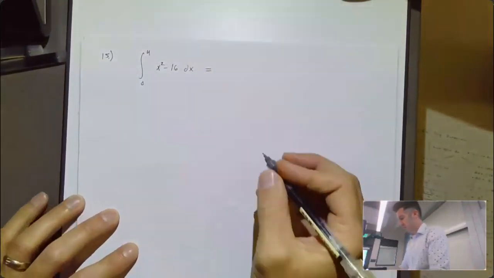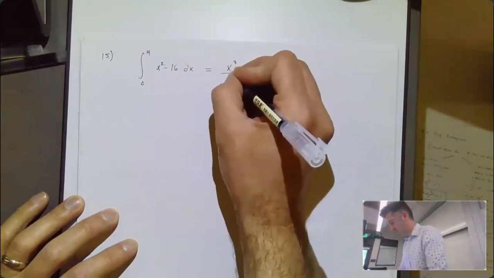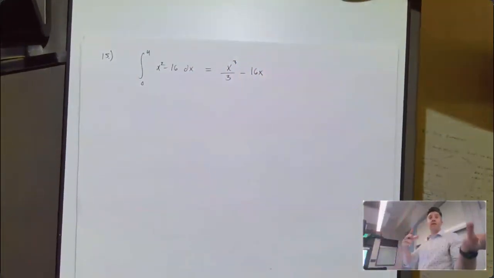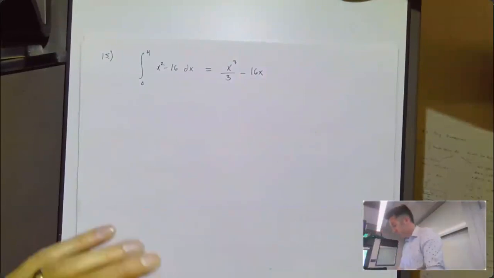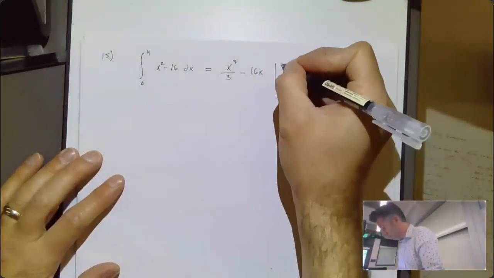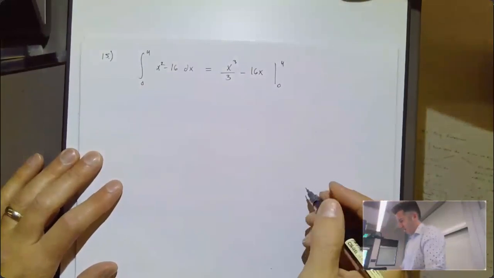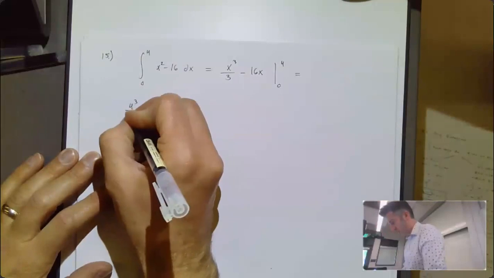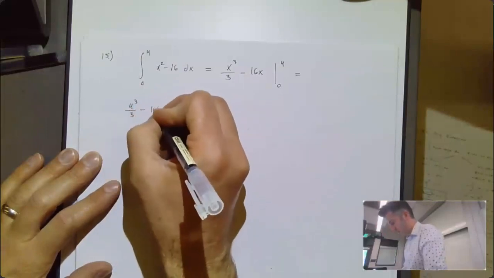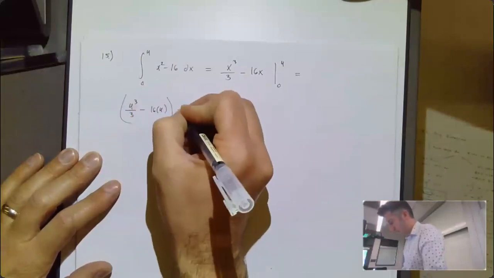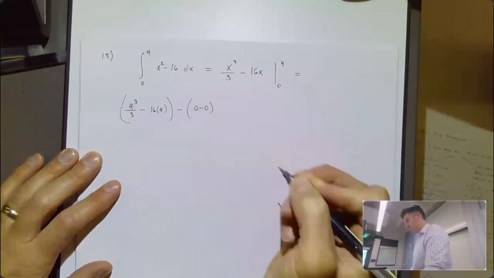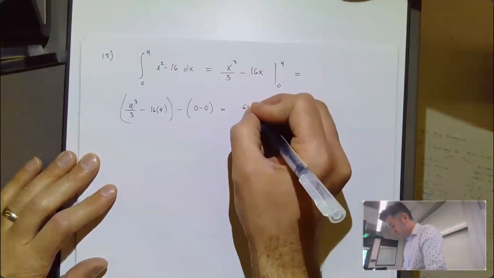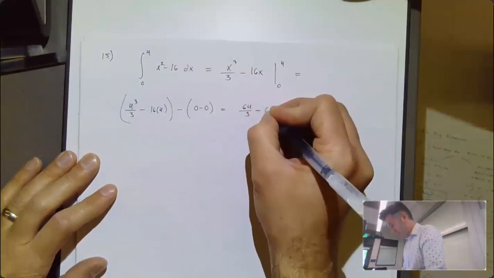So let's see. I'm going to get x cubed over 3 minus 16x. Again, I don't need the plus c because it's definite, right? And they would cancel out from 0 to 4. Okay, so I'm going to plug in 4. I'm going to get 4 cubed over 3 minus 16 times 4 minus 0 minus 0. So 4 cubed is 64 over 3 minus 64.